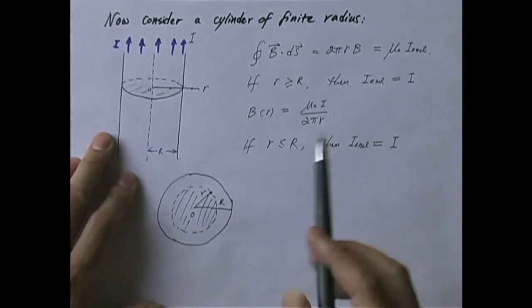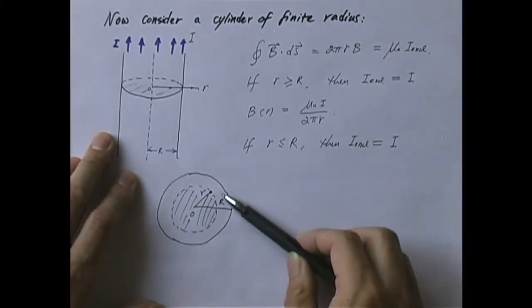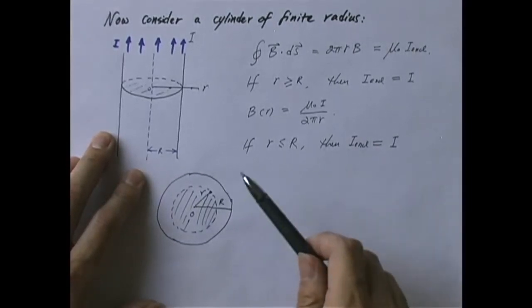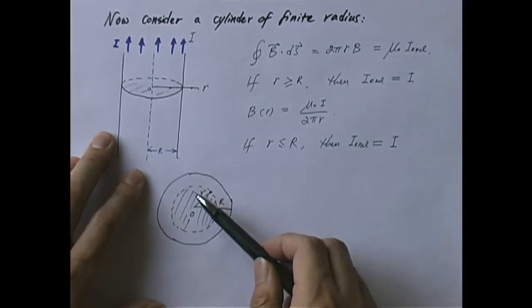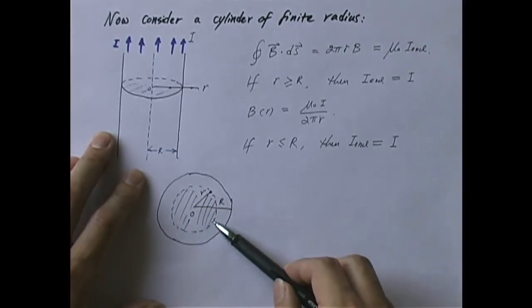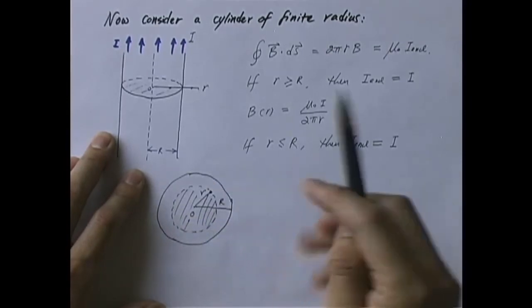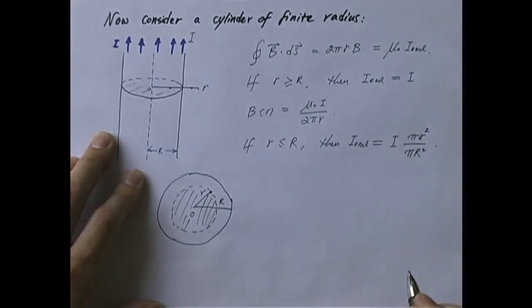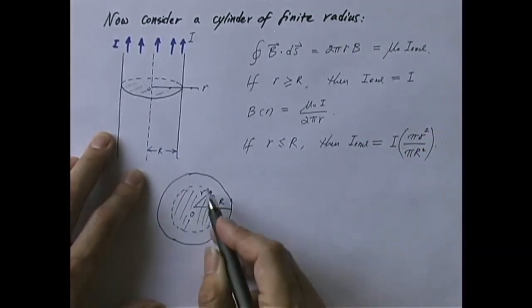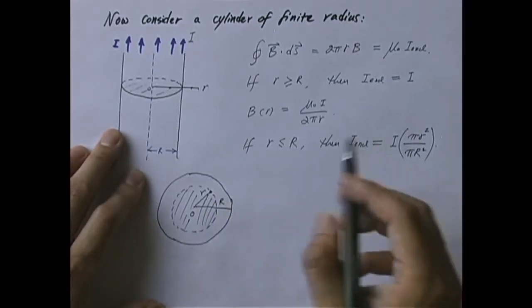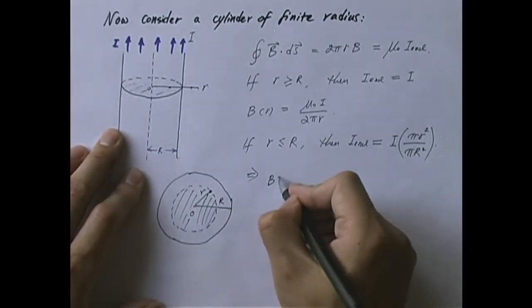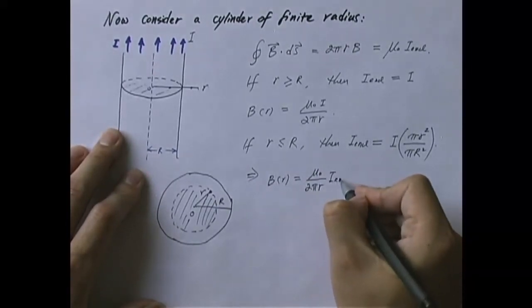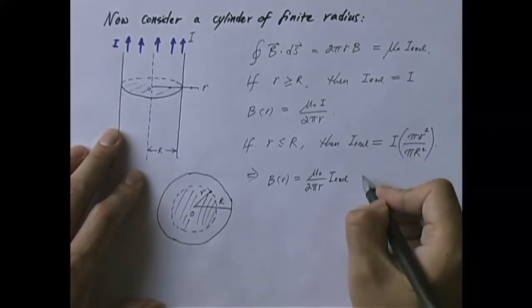What fraction? Because current is uniformly distributed, that's our assumption, over the cross section, that fraction is just a fraction of the cross section area, right? It's just this shaded cross section area divided by the entire cross section area. So it is just pi r squared over pi big R squared, right? That is the amount of current enclosed by this smaller loop, and then you have B times 2 pi r equals what? Mu naught I enclosed. You plug the I enclosed in here, what do you get?